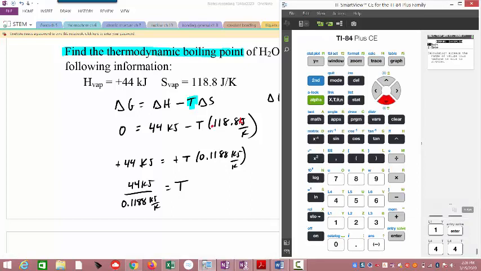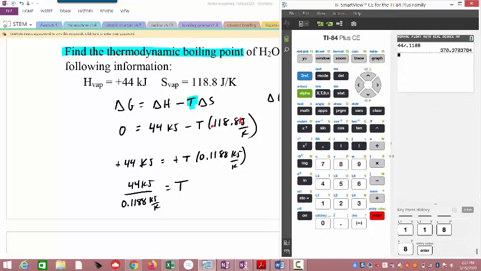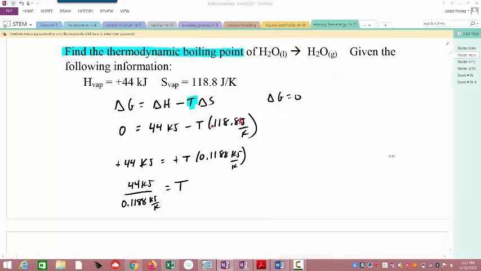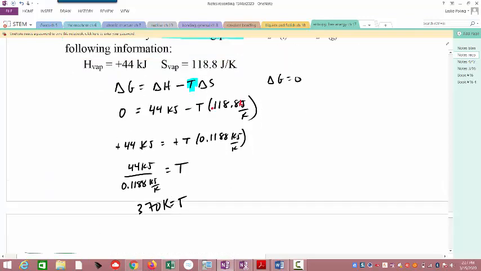Oops. Clear out that last problem. 44 divided by 0.1188. And we get, need a bigger screen, 370. So we get a boiling point of 370 Kelvin.